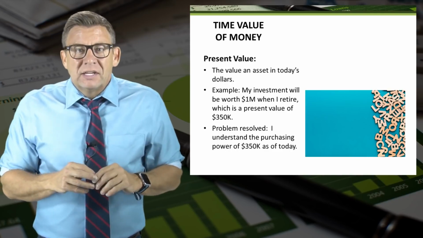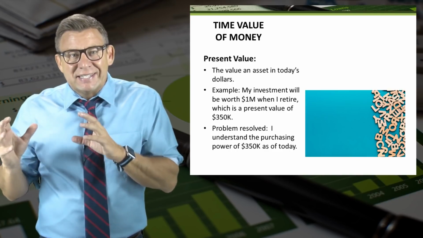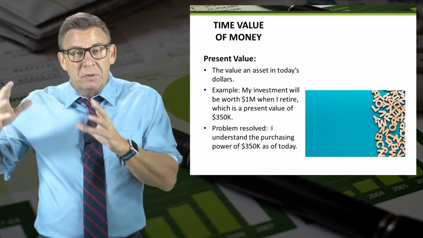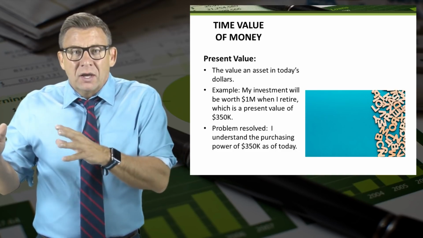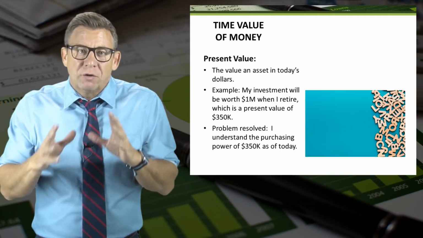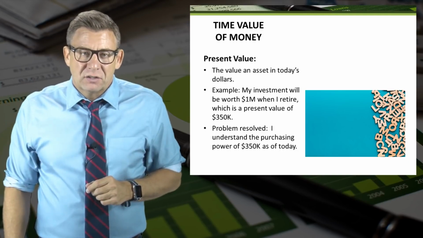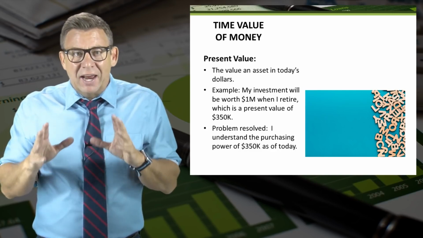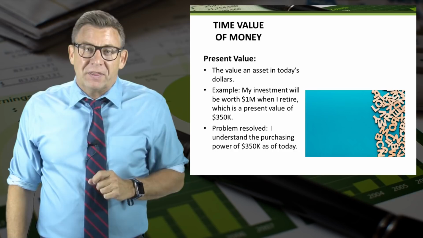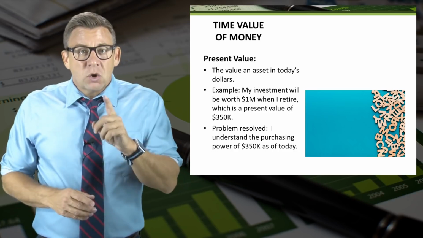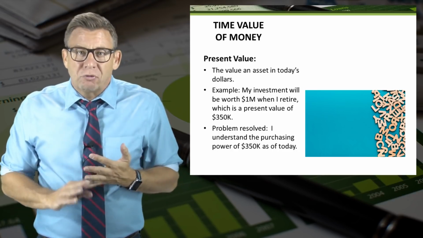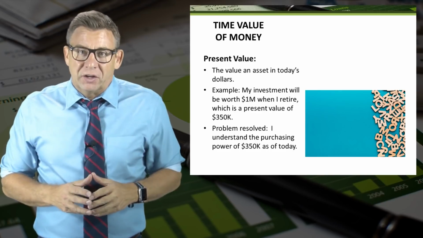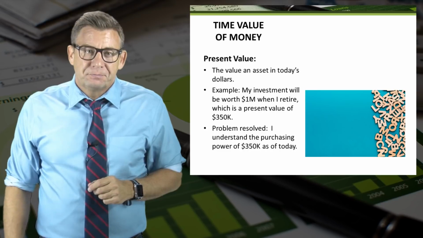Present value is the value of an asset in today's dollars. So let's assume that my investment will be worth $1 million when I retire, but it has a present value of $350,000. Now the problem is resolved because I understand the purchasing power of $350,000 today. So in accounting, we only use present value for our calculations. Finance uses future value, but accounting does not.